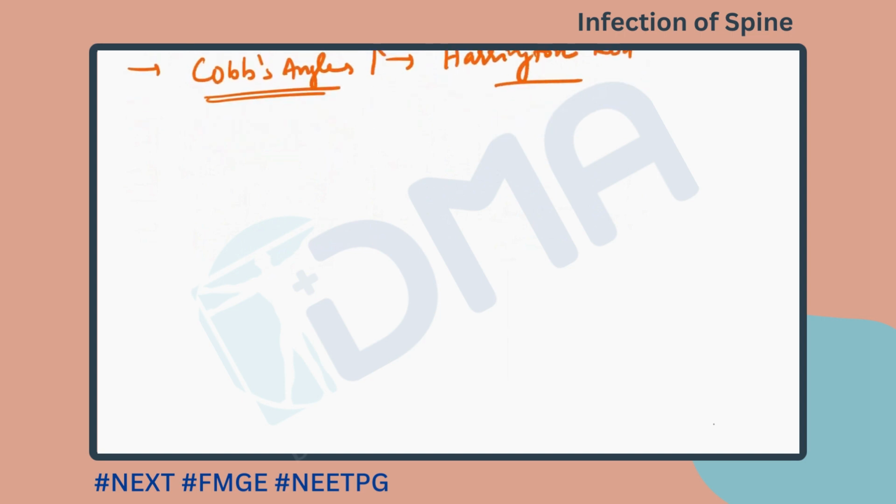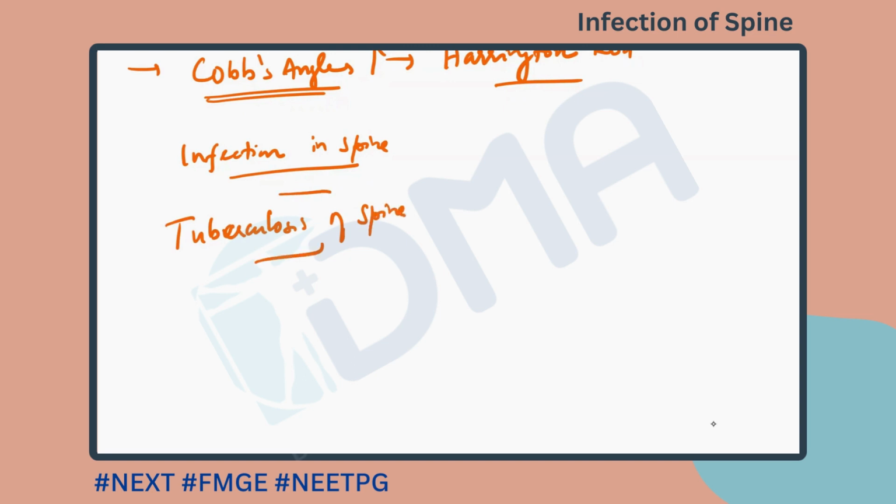Now, infection does not leave the spine. Infections are common in spine, and one infection which commonly affects the spine is tuberculosis. Tuberculosis of spine. Okay, few points about tuberculosis of spine.